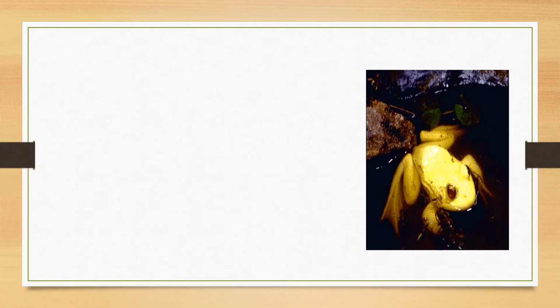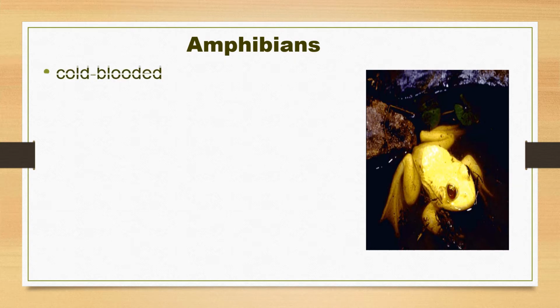Now let's move on. So what is the name of this animal? It is called a frog. Now what classification of animal is a frog? So a frog is under amphibians. What are amphibians? They are cold-blooded animals. What did we say about cold-blooded animals? Those are animals that cannot adjust their body temperature. What else? Amphibians also lay eggs.